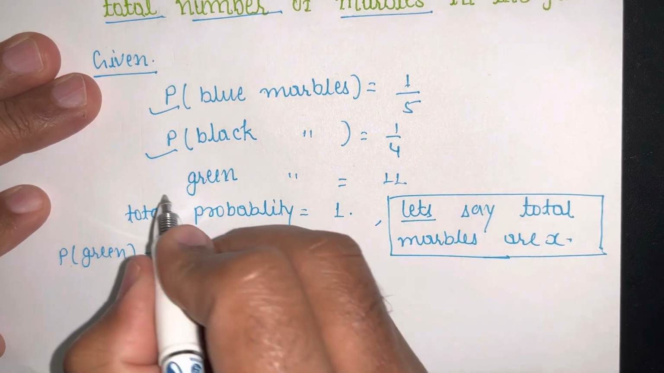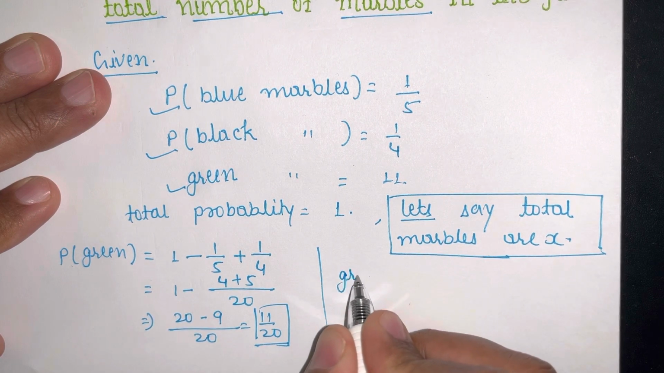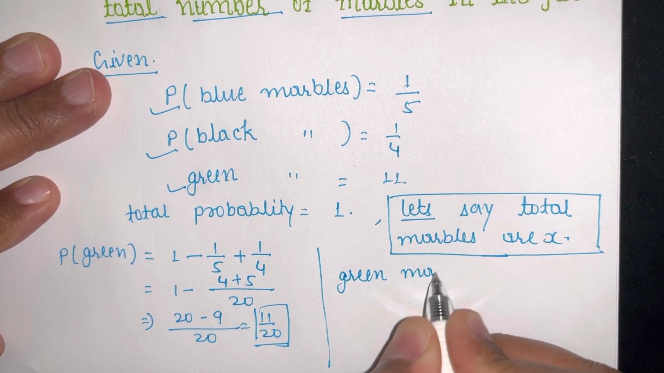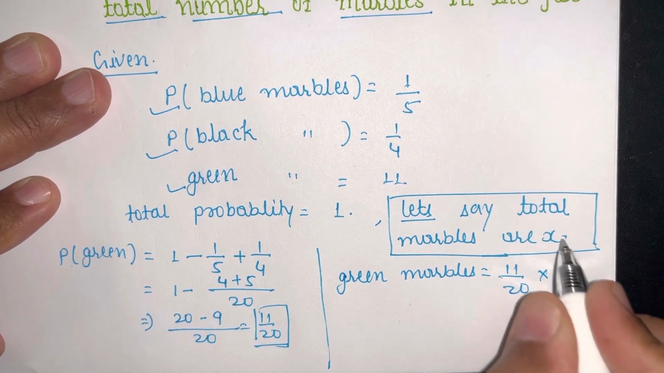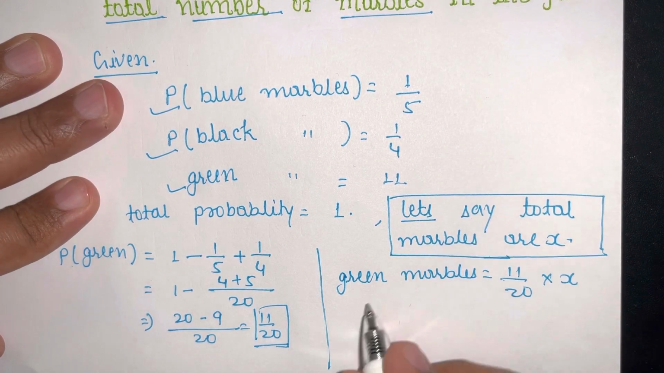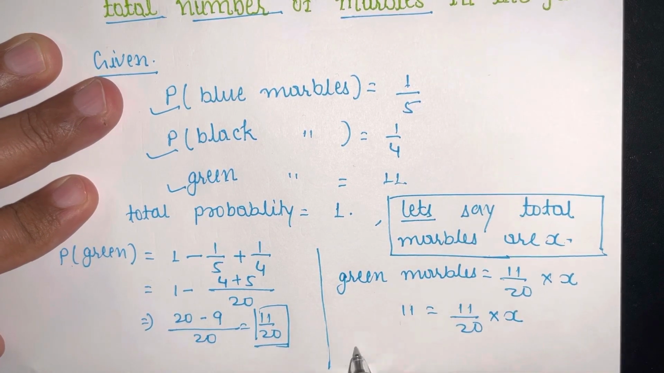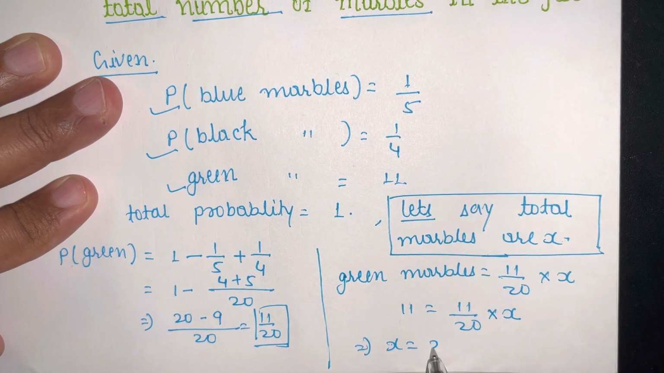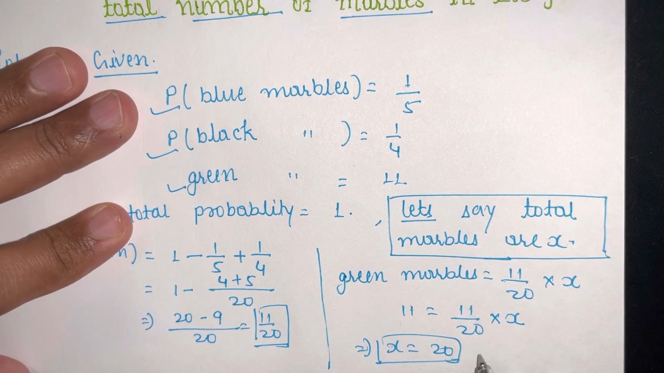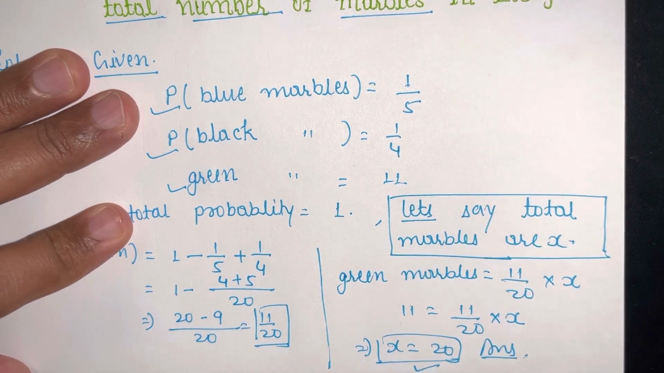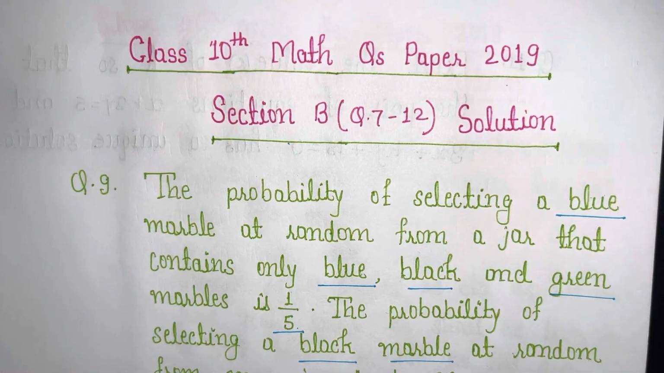You have given total green marbles 11, so that means total green marbles equal 11/20 of x, because we assumed the total marbles are x. So 11 equals 11/20 into x. If you solve it by cross multiplication, you will get x equal to 20. So the total number of marbles is 20. Okay, so this is your question number 9.